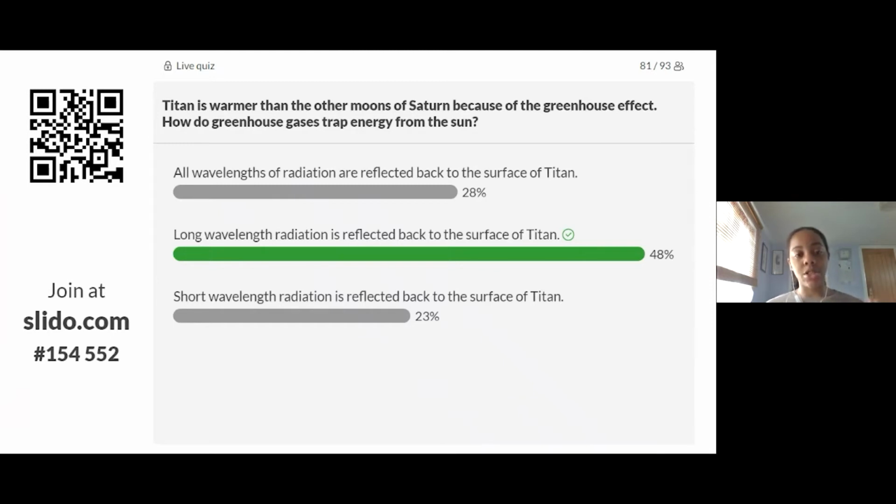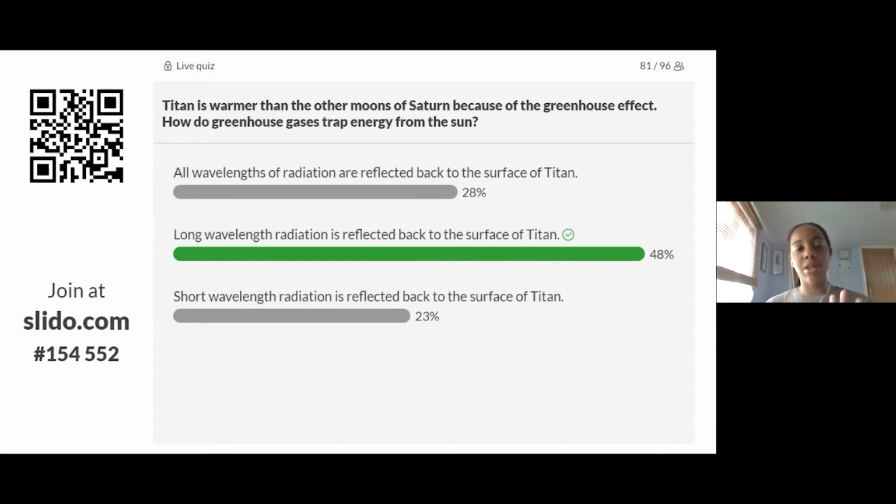These greenhouse gases trap this infrared radiation so that it is reflected back to the surface of, in our example here, Titan, and this helps regulate its temperature. Which means that Titan is warmer than other moons of Saturn, but still probably not warm enough to sustain life there. Anyway, well done, folks, for our first quiz question.